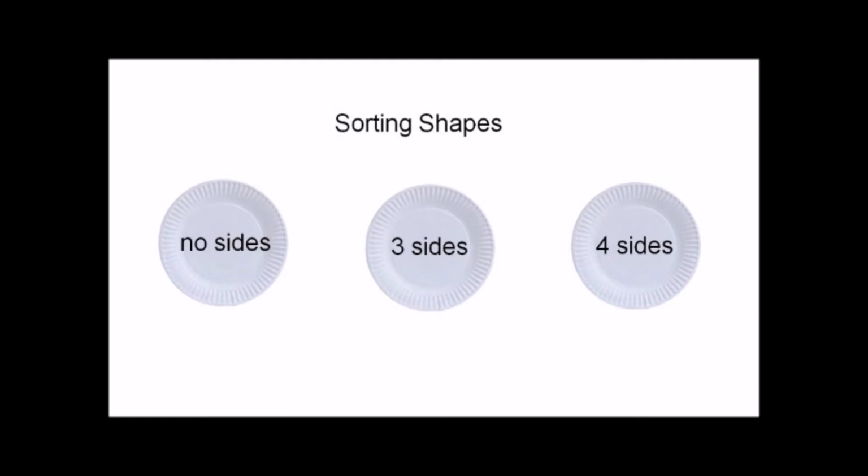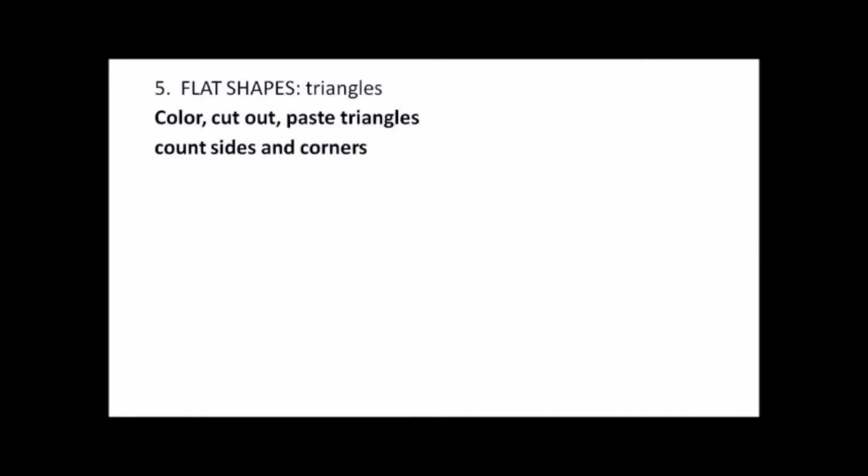Okay, and so you let them sort the shapes. Let them put the shapes with no sides on that plate, the one with 3 sides on that plate, the one with 4 sides on the other plate. And you can challenge them with this. Can a shape have 2 sides? Ask them, let them experiment and see if they can come up with an answer. But in most of these instances, try and challenge the kids and see what they do. Okay, and we move on.